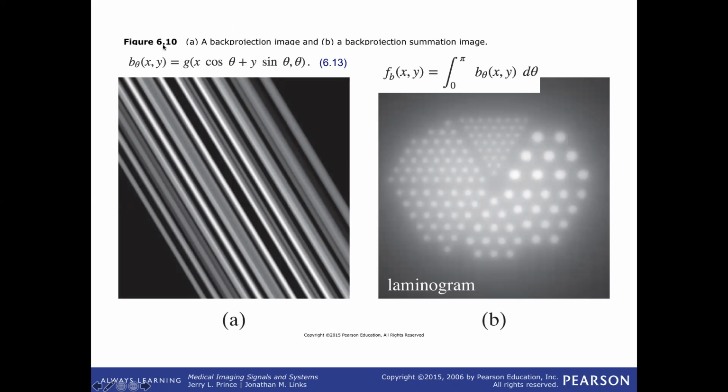This is from Prince and Links, algebraically doing what we saw in this diagram. What you do is you take your projections, the G, remember this is G of L and theta. For a specific location along the detector, we're going to map that brightness into all of the X and Y points that go through the field of view at that angle.